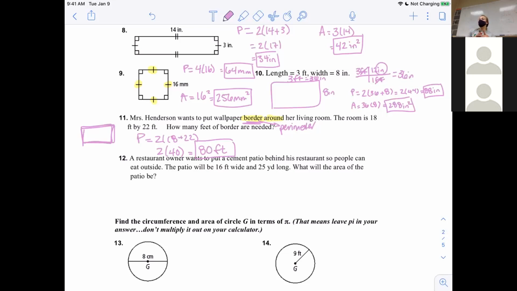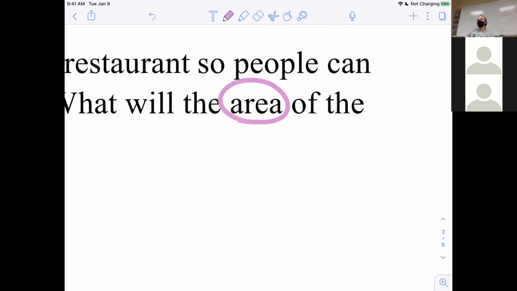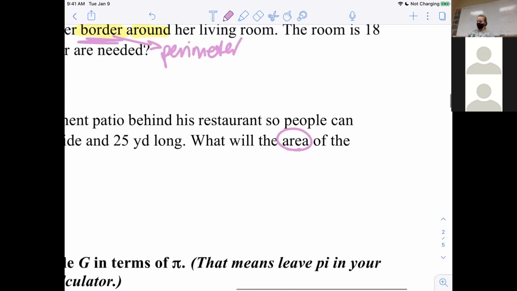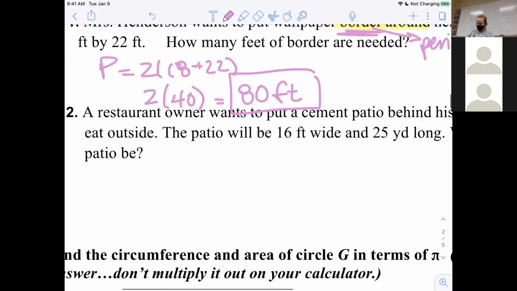Cement patio. Area? Maddie, you want to argue area? Why do you argue area? This one just said, what will the area be? So I'm just going to know, okay, it said, what will the area be? I'm just going to solve for area. Okay. I've got my shape.